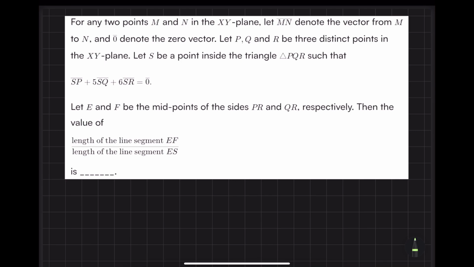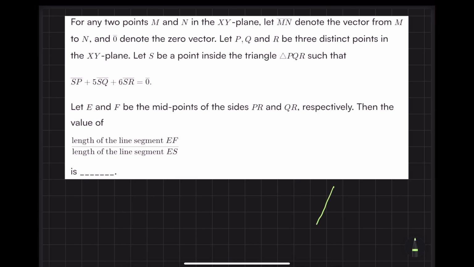So, we got a wholesome new problem which says: for any 2 points M and N in the plane XY, MN bar denotes the vector from M to N. O bar denotes the zero vector. Let P, Q, R be three distinct points in the plane XY.